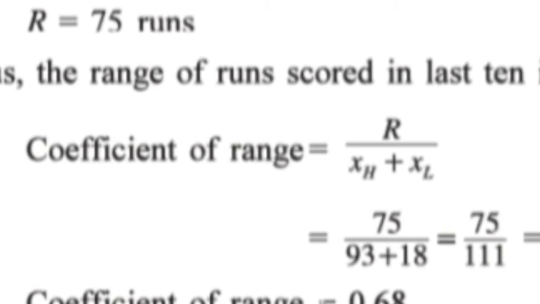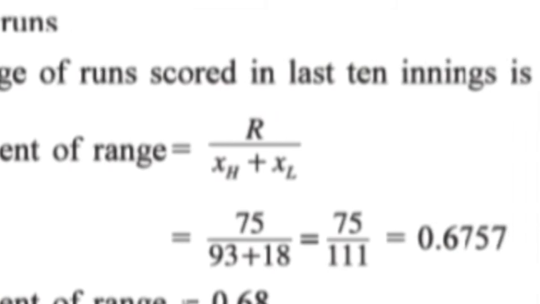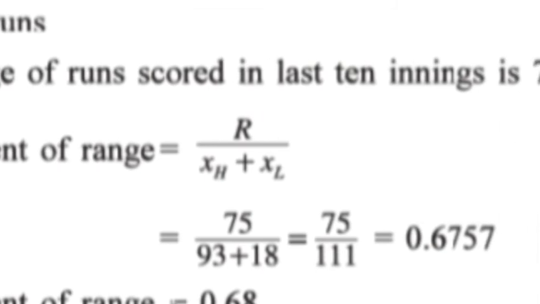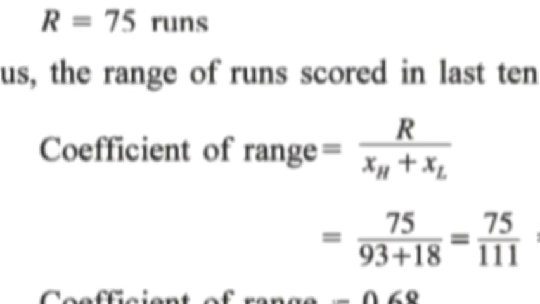Similarly, we have seen the formula for coefficient of range, that is coefficient of range is equal to capital R upon XH plus XL. Capital R we saw above is 75, upon XH, that is 93, plus 18, which is XL. As you solve this, you would find your answer is 0.6757, but we will give the measure only to 2 decimals. So over here your coefficient of range is 0.68.